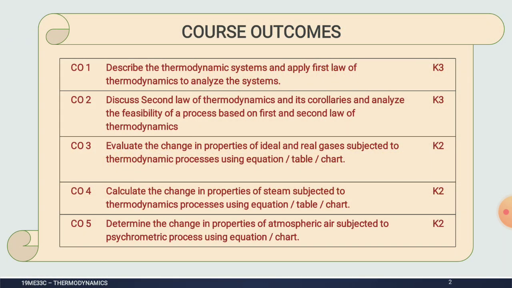We have 5 units, each unit having one course outcome. The first course outcome is related to the first law of thermodynamics, the second outcome is related to the second law of thermodynamics, and the third course outcome is related to ideal and real gases, their properties. The fourth outcome is related to properties of steam, and the fifth outcome is related to properties of air, which is nothing but psychrometric process.